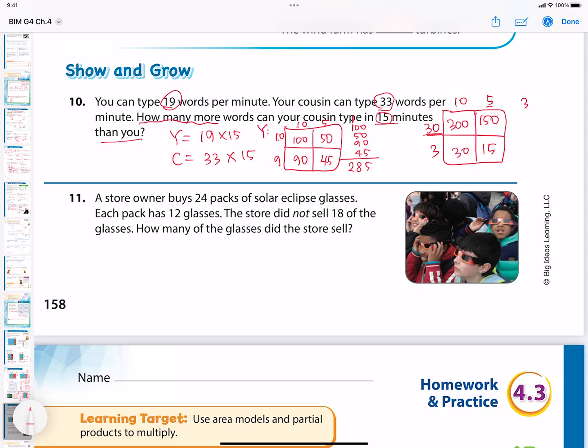Now add them all together. 300, 150, 30, and 15. 5. 5 plus 3, 8 plus 1, 9. And 4. So now let's take them away. That's for your cousin. So 495 take away 285. The answer is what? 210. 210 words.